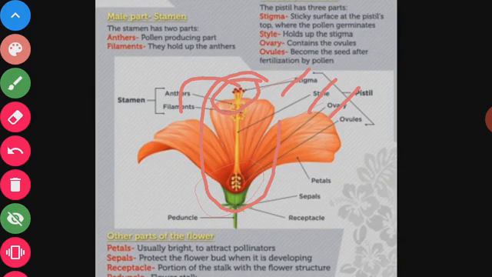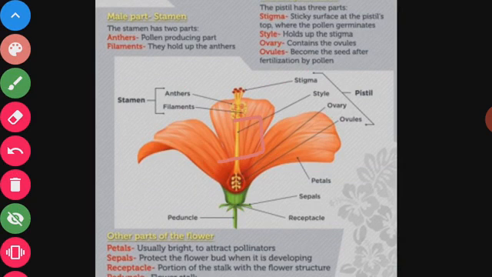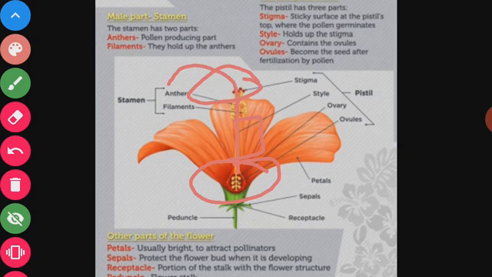The middle part of the carpel is called the style. This style is a tube-like structure, and it connects the stigma with the ovary. The pollen grains that come from the anthers to the stigma travel through this tube-like structure and come in contact with the ovules, which are present inside the ovary.